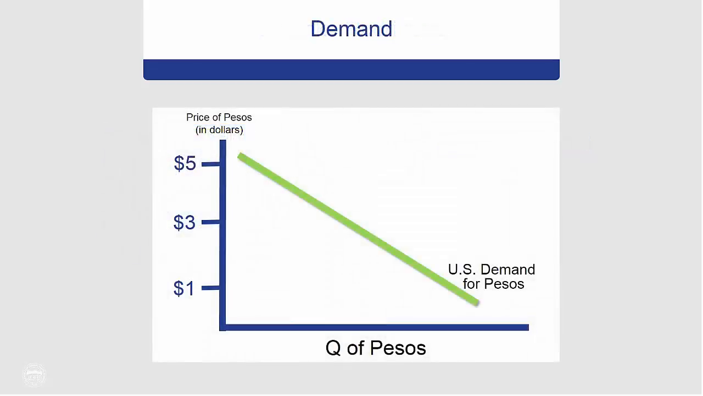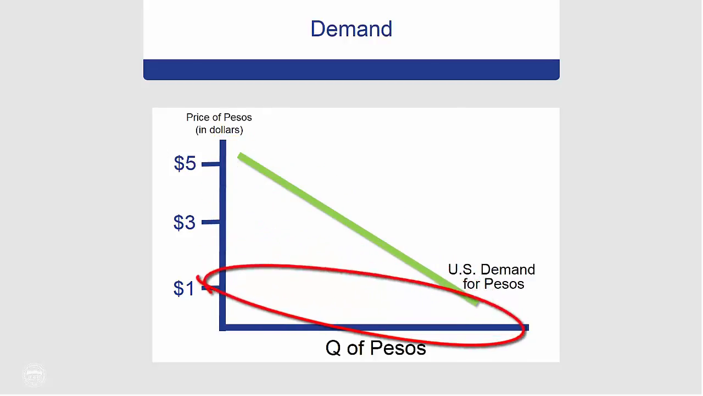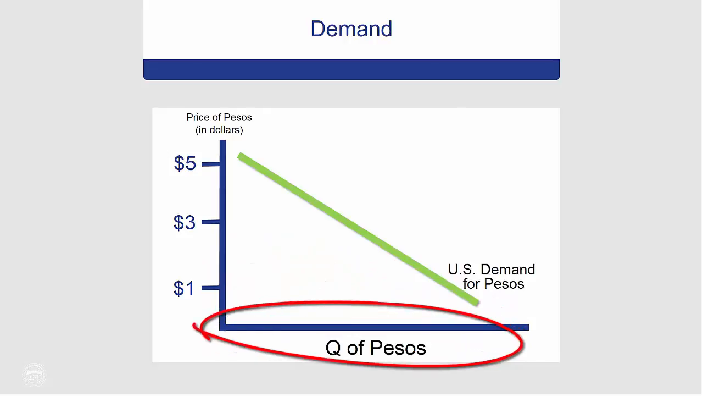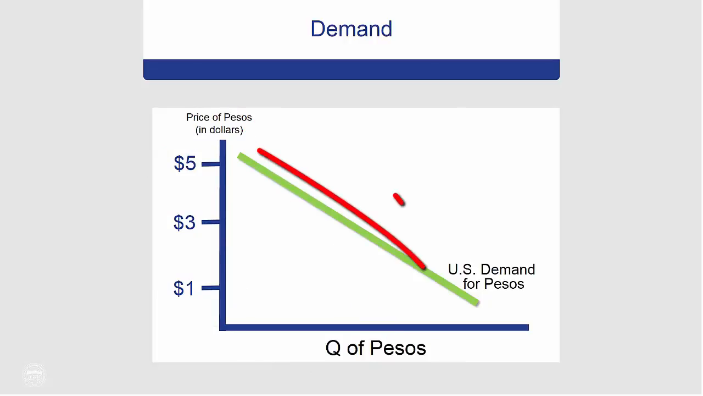So let's first take a look at the demand for a currency. We'll take the U.S. perspective. In our graph, we show the U.S. demand for Mexican pesos. The quantity of pesos at various prices is represented on the x-axis. The price of pesos in U.S. dollars is represented on the y-axis. The U.S. demand for pesos is downward sloping because economic actors in the U.S. are willing and able to buy more pesos at a lower price or at a lower exchange rate.